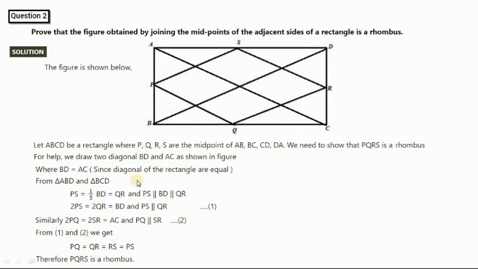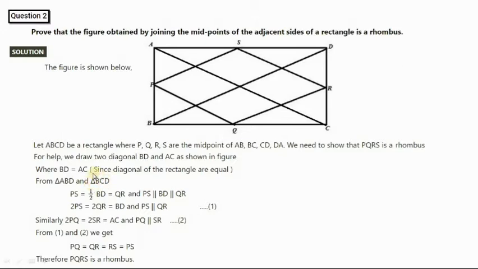All right, so that's why it is written PS is parallel to BD. This is for the triangle ABD. For triangle ABD, I see that PS is parallel to BD. Not only parallel, but this PS will be half of BD. That's why it's written PS will be half of BD.